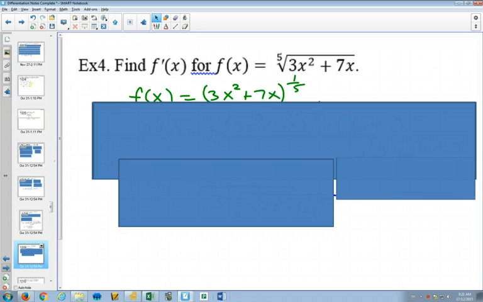So here we have a 5th root. So the first thing we're going to do is change that to the power of 1/5. Then we're going to look from our outside in, see which function we hit first. Try this on your own. I'll put the answer up in a second.